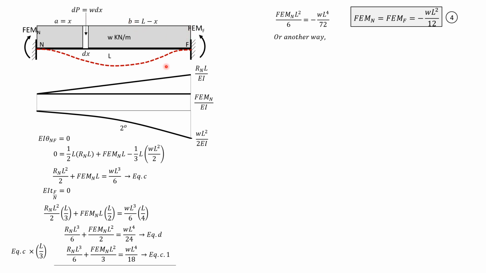B is L minus x. So by the formula, fixed moment near should be in integral form because we consider differentials here. Fixed moment near equals negative integral from 0 to L. This is our P, or the force differential, W dx. Then A is x, B is L minus x. So B squared, so (L minus x) quantity squared, divided by L squared.